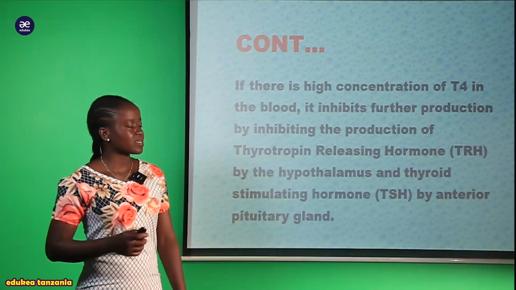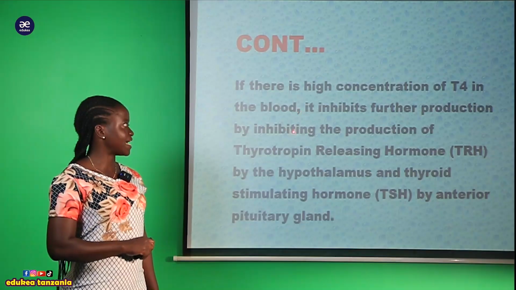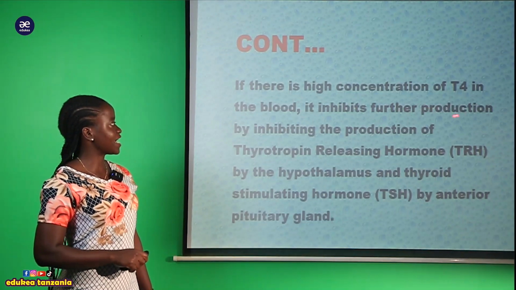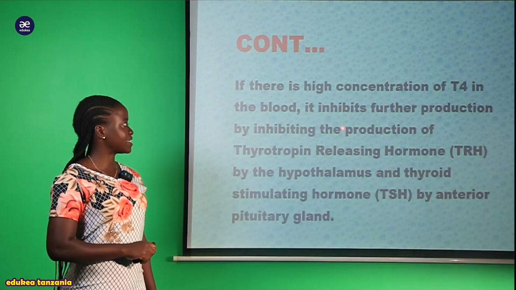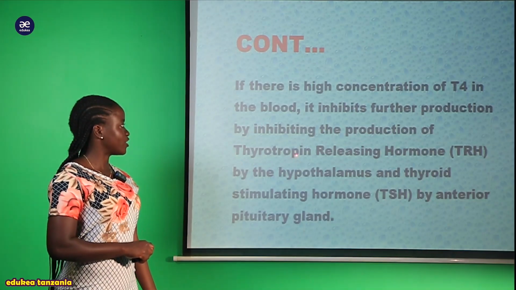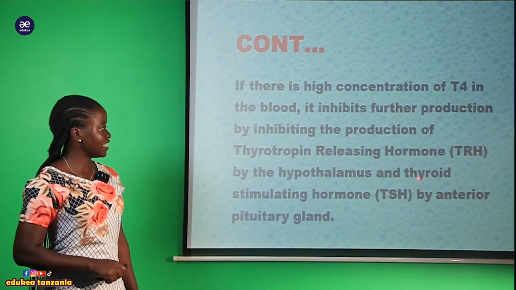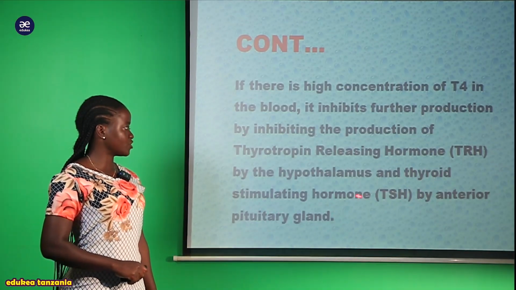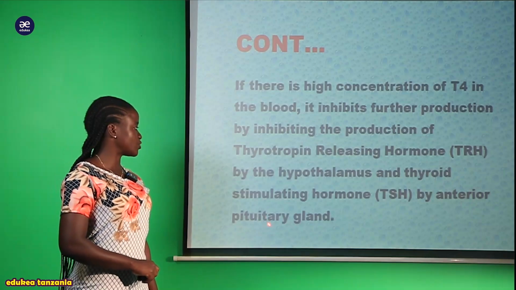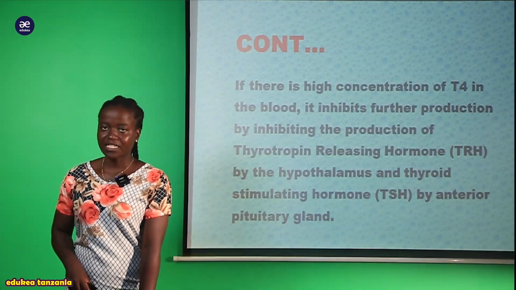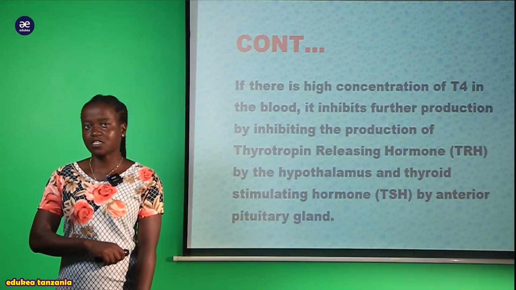Kwa hiyo sasa tunaweza tukasema kwamba if there is high concentration of T4 in the blood, it inhibits further production by inhibiting the production of the thyrotropin releasing hormone by the hypothalamus and the thyroid stimulating hormone, that is TSH, by anterior pituitary gland. So that is, we have already seen that in the diagram.